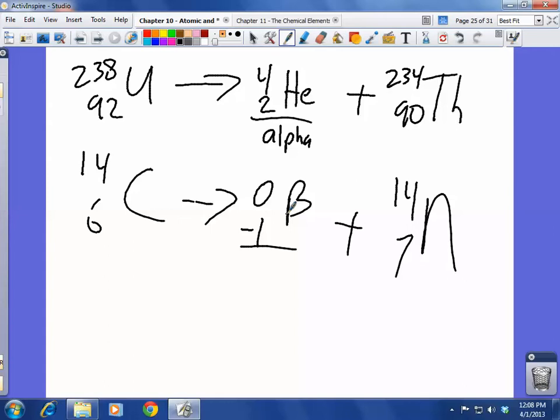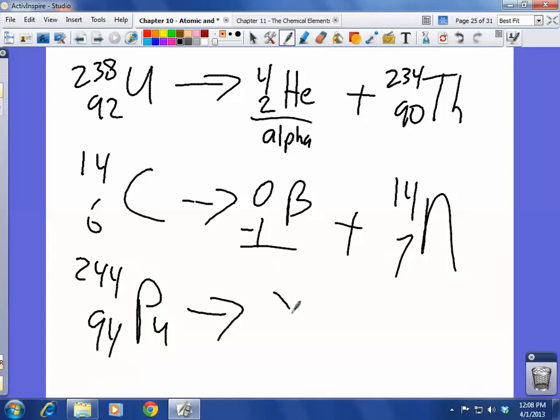And then finally, let's say we have plutonium 244-94, and it emits a gamma ray. What's the mass number of a gamma ray? 0, 0. Yeah, it's just light. So really what's happening here is this atom is just releasing a little bit of energy. So if it releases a little bit of energy, it's still going to be plutonium.